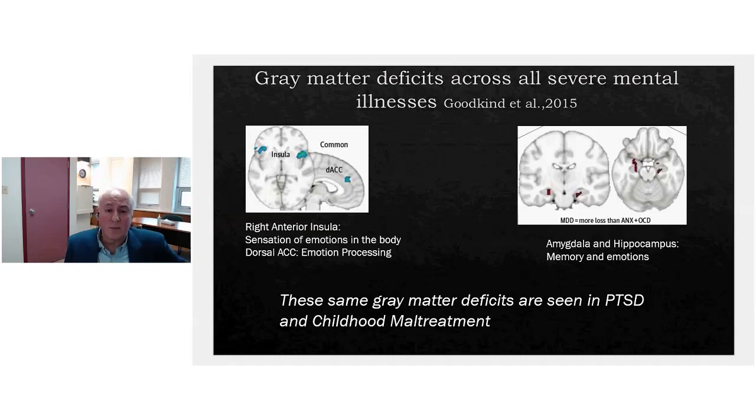Now if you think about all the severe mental disorders, they have common areas of brain dysfunction. These are two based on a large review done in 2015. Two of the main areas here are the right anterior insula, which is involved in sensation of emotions in the body, the dorsal ACC, which is involved with emotion processing, and the amygdala and hippocampus, involved with memory and emotions as well. So these areas are deficits across patients with severe mental disorders. And the same deficits exist in people with PTSD and childhood maltreatment. So you have a confluence of different processes resulting in brain dysfunction, resulting in emotional dysfunction. And then the question is what parts of this can be treated with what type of approaches that we have within our biopsychosocial armamentarium.